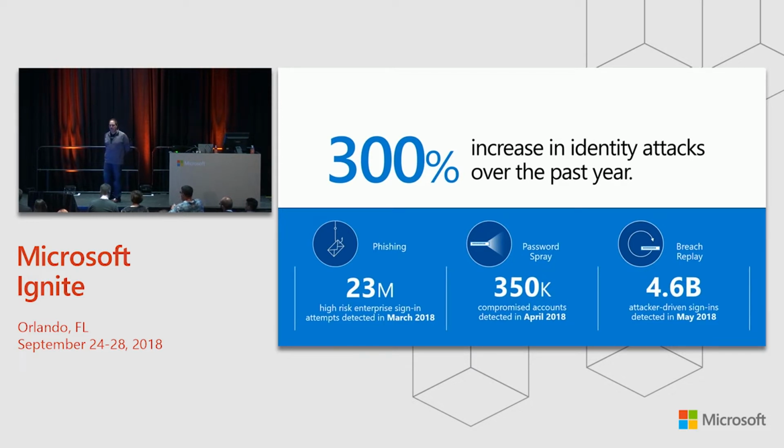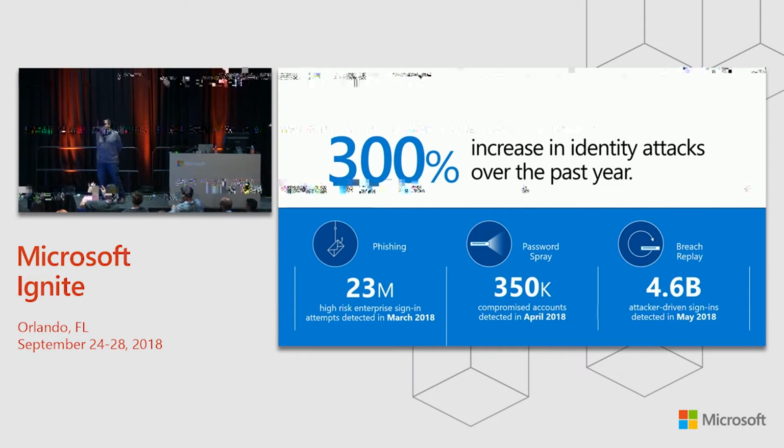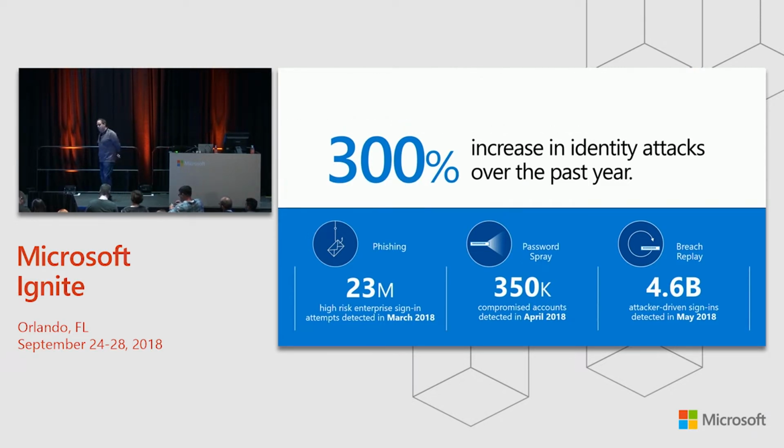Some of the things that keep us up at night are phishing attacks. In March, we had 23 million high-risk sign-ins on the enterprise side. A lot of those correlated with phishing. We saw password spray, which I'll talk a little bit more in detail about in a minute, about 350,000 accounts that were compromised in April from password spray.